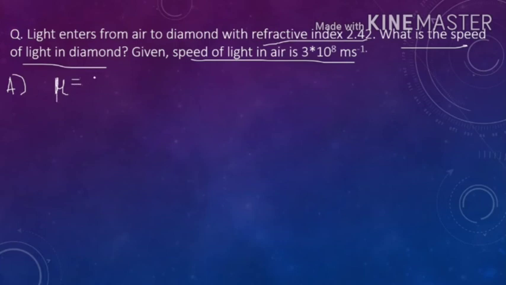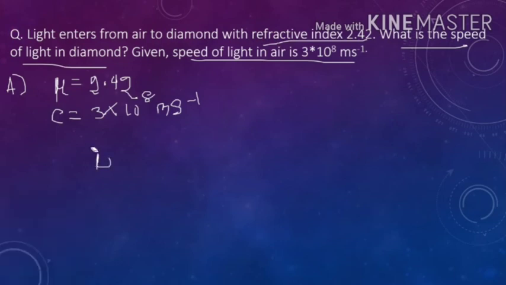It is the refractive index, that is 2.42, and the speed of light, that is C equals 3 into 10 to the power 8 meters per second. Okay, it is the speed of light and this is the refractive index.